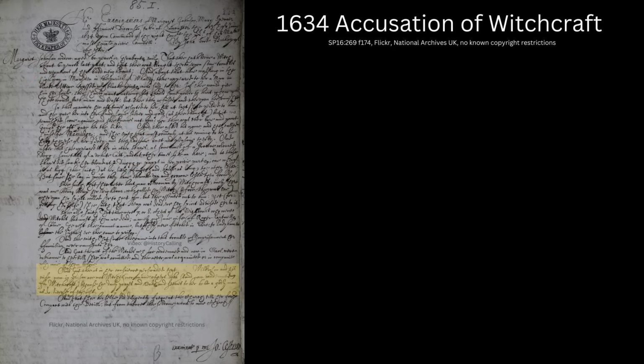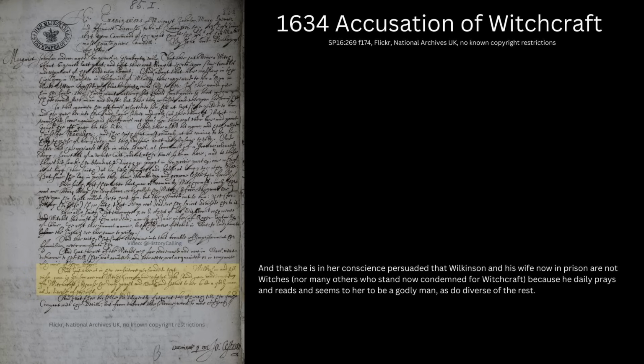If we look near the bottom of the document, we get an example of this in a sentence which says, "And that she is in her conscience persuaded that Wilkinson and his wife, now in prison, are not witches, nor many others who stand now condemned for witchcraft, because he daily prays and reads, and seems to her to be a godly man, as do divers of the rest."